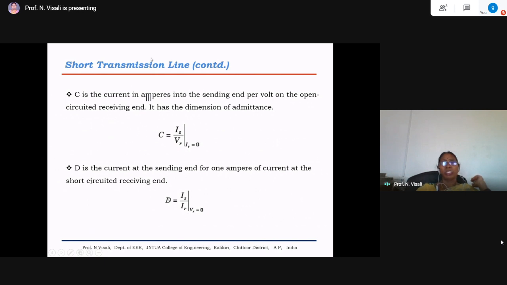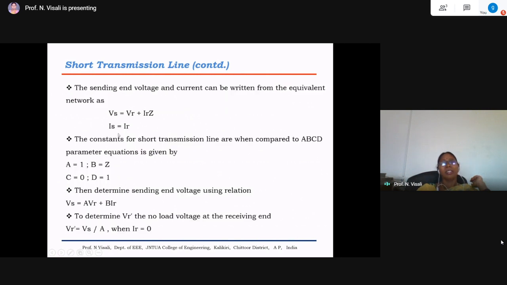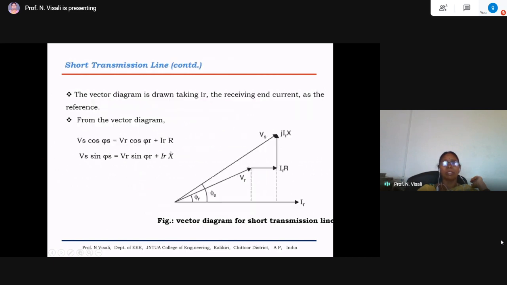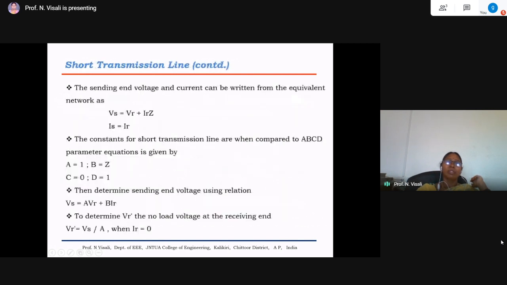Then the sending end voltage and current can be written from the equivalent network as Vs is equal to VR plus IR Z, Is is equal to IR. So the constants are here from the circuit. From this equivalent circuit, Vs is equal to VR plus IR into Z, and Is is nothing but IR. So this will be compared with the ABCD parameter two-port equations. So A is equal to 1, B is equal to Z, C is equal to 0, D is equal to 1. So these are the ABCD parameters for the short transmission line.